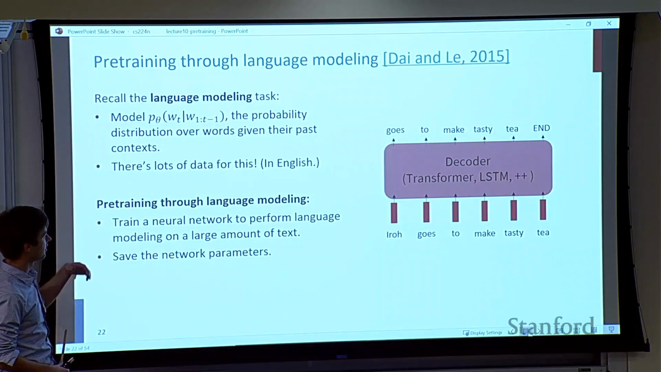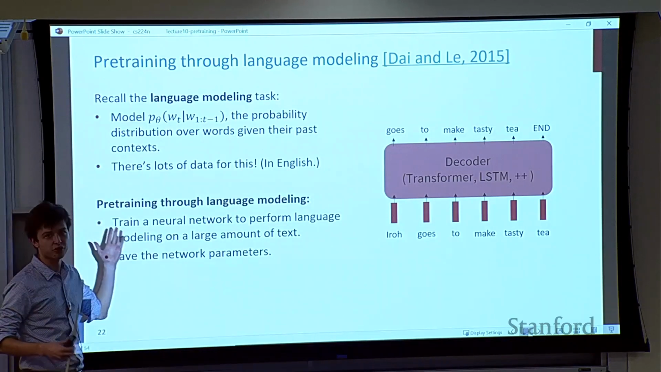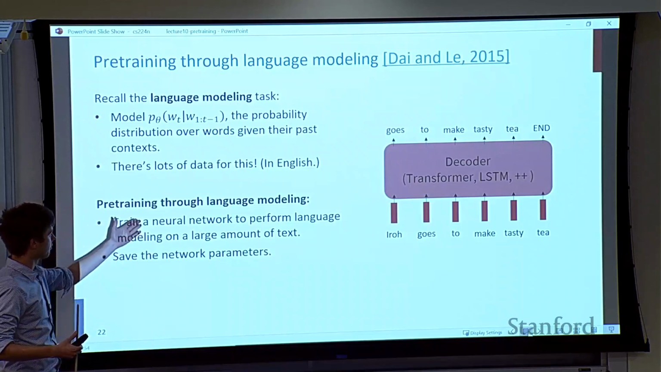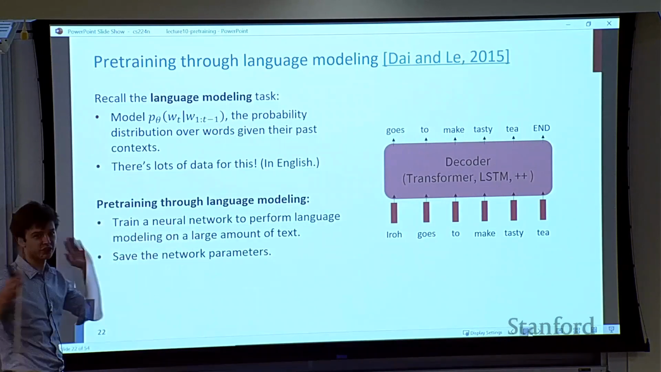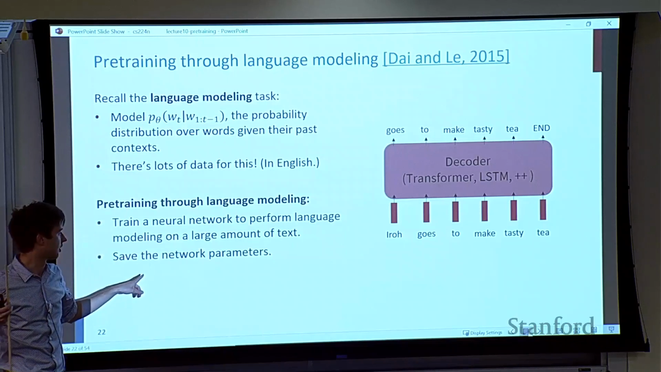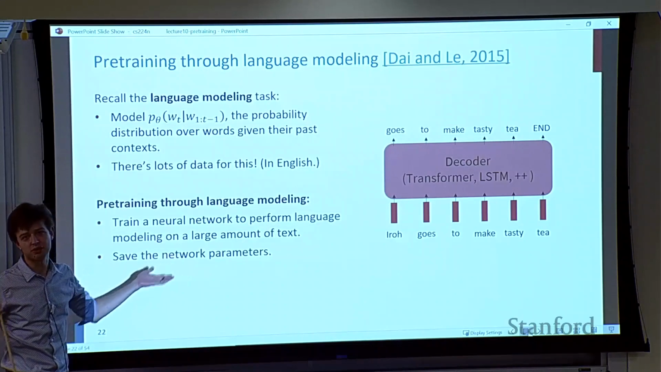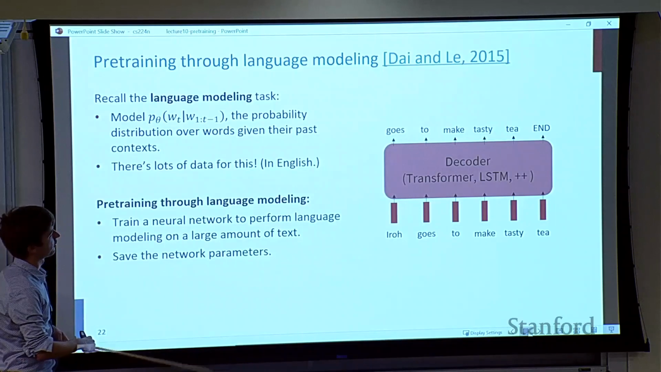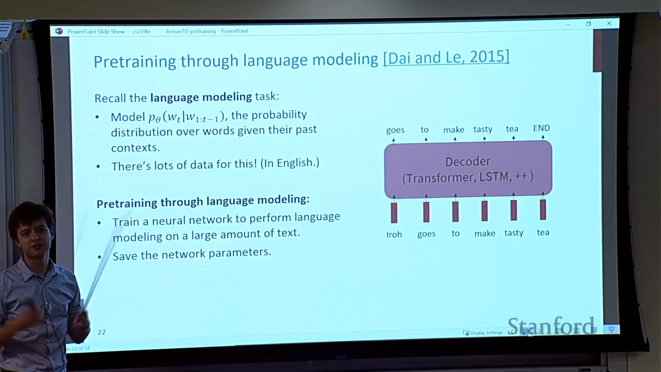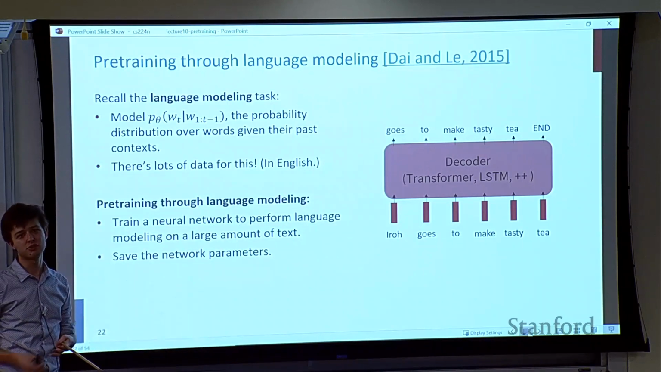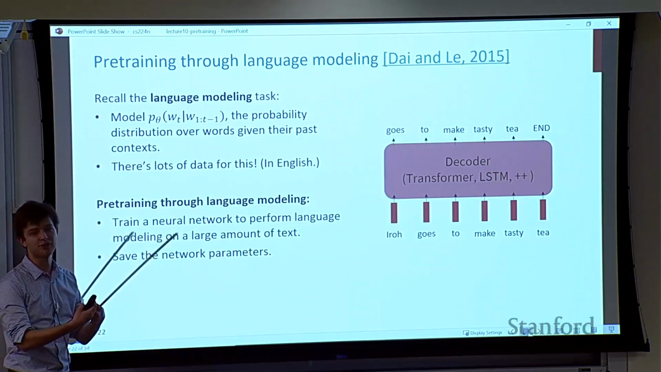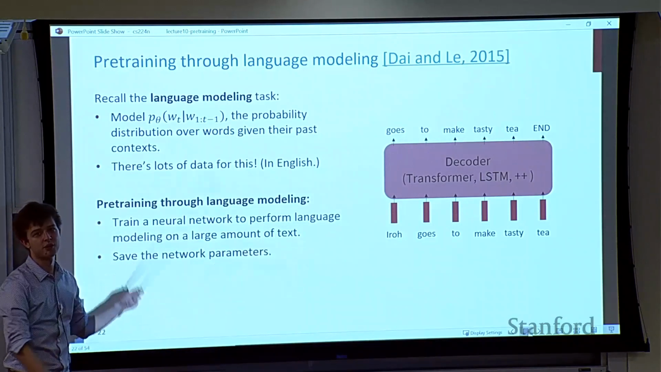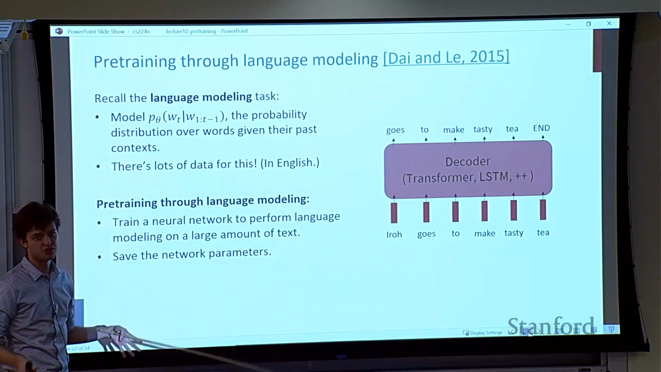So the simple thing about pre-training is, what we're going to do is train a neural network to do language modeling on a large amount of text, and we'll just save the parameters of our trained network to disk. Conceptually, it's not actually different from the things that we've done before. It's just the intent. We're training these parameters to start using them for something else later down the line. But the language modeling itself doesn't change.